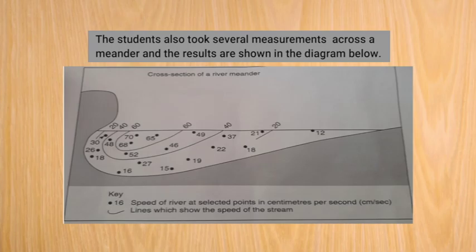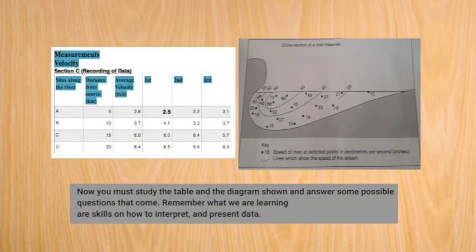The student also took several measurements across a meander, and the results are shown in the diagram below. Now you must study the table and the diagram shown and answer some possible questions that come. Remember, what we are learning are skills on how to interpret and present data.